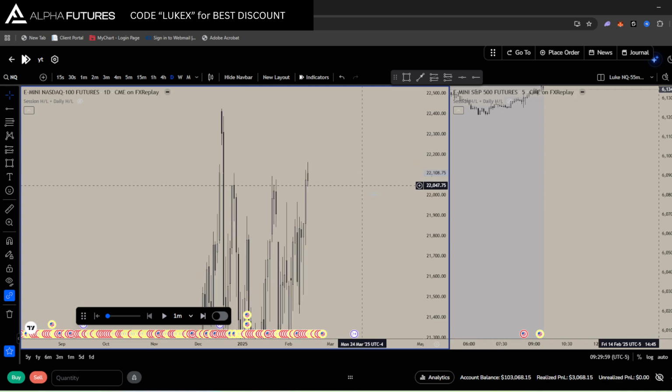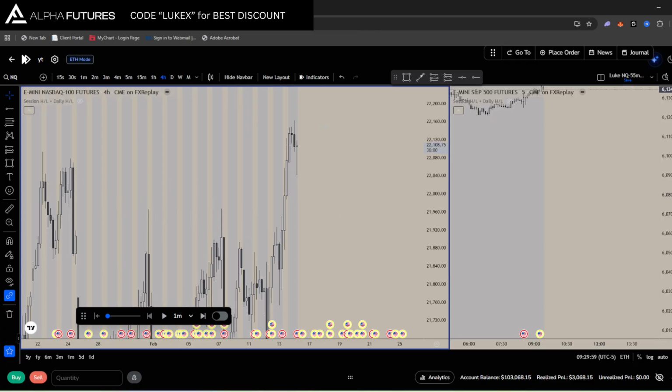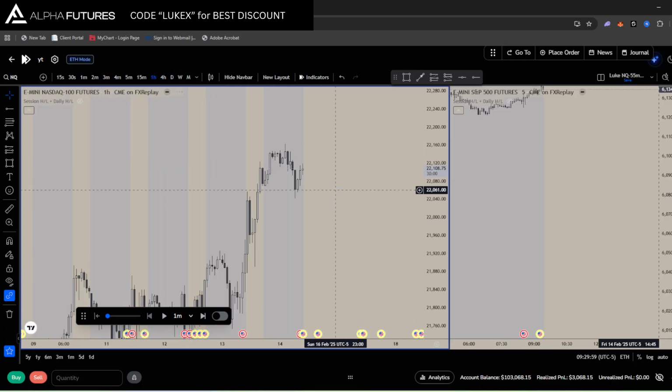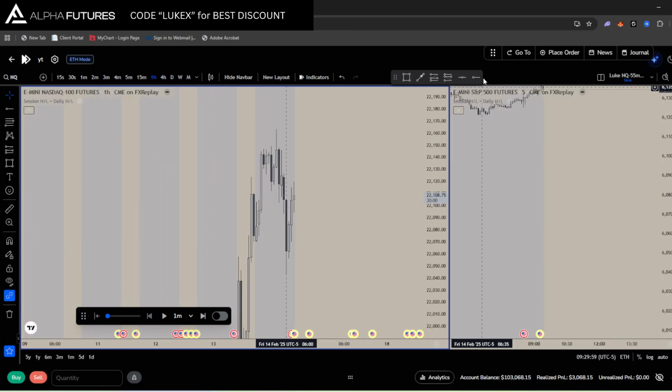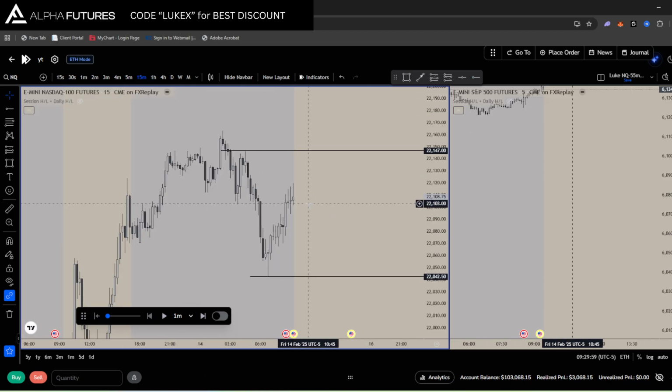Okay, so daily's bullish. Still 4 hours continuing bullish. Jeez, I hate backtesting. I hate backtesting so much. Okay, we have this hourly high right here. Hourly low down here. 15 minute is continuing in bullish order flow.